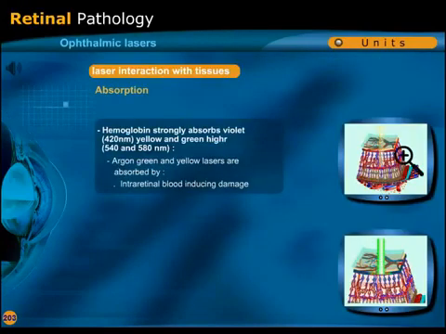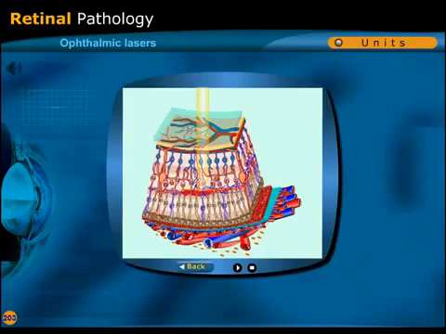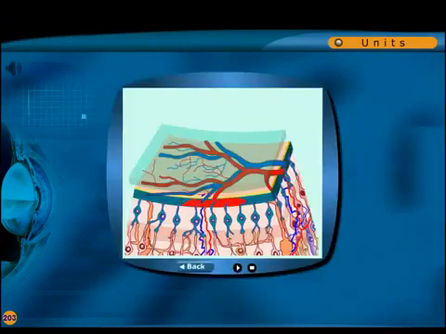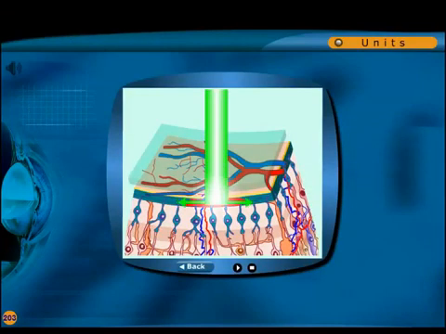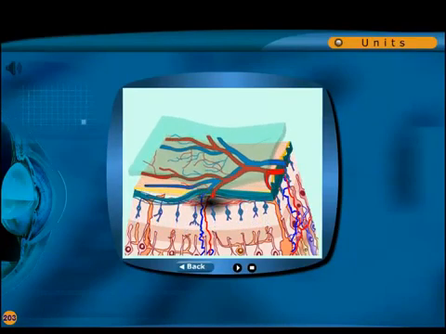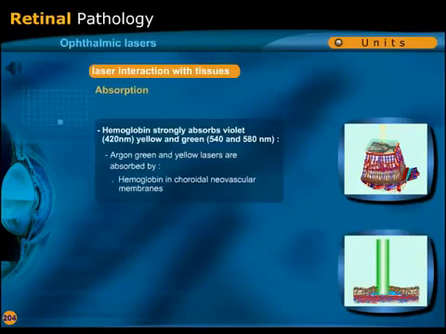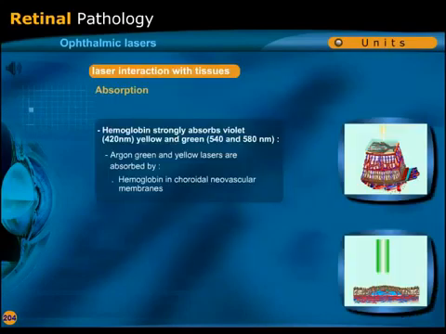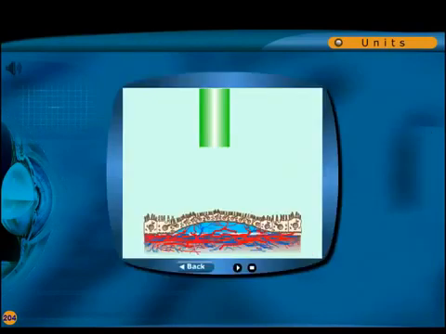Hemoglobin strongly absorbs violet 420 nanometers, yellow and green 540 and 580 nanometers. Argon green and yellow lasers are absorbed by intraretinal blood, inducing damage. Argon green and yellow lasers are also absorbed by hemoglobin in choroidal neovascular membranes.